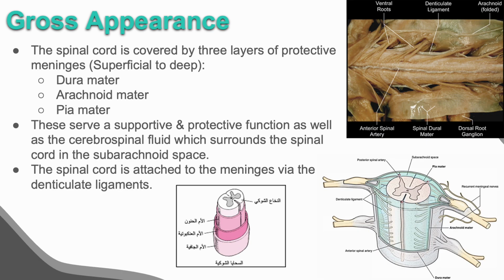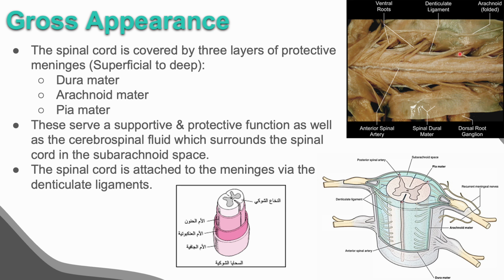The spinal cord is covered by three layers of protective meninges: the dura mater, which is the most superficial, the arachnoid mater, and the pia mater. These serve a supportive and protective function, as well as the CSF, or the cerebrospinal fluid, which surrounds the spinal cord in the subarachnoid space. The spinal cord is attached to the meninges via the denticulate ligaments, as you see right here.